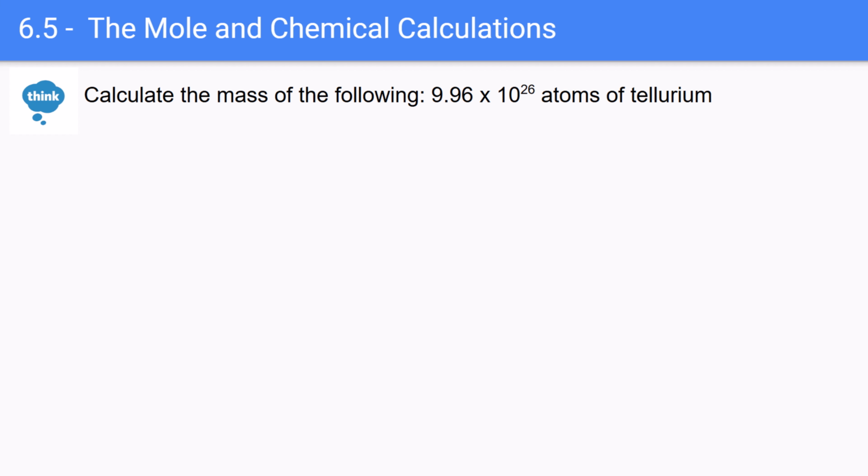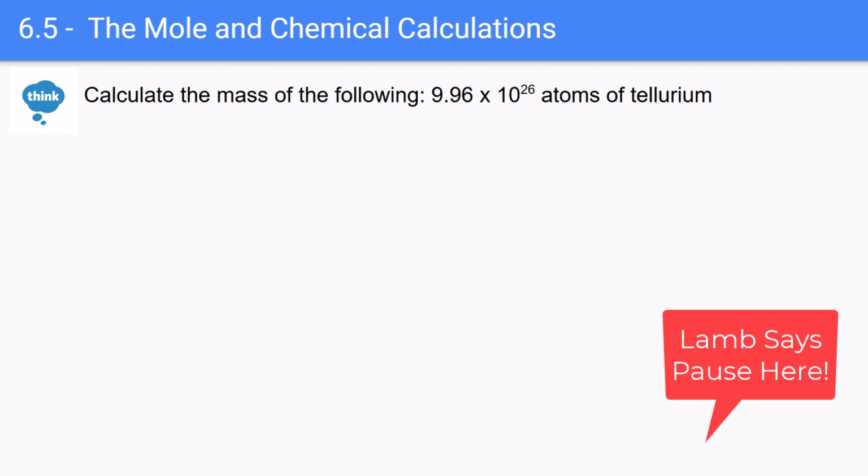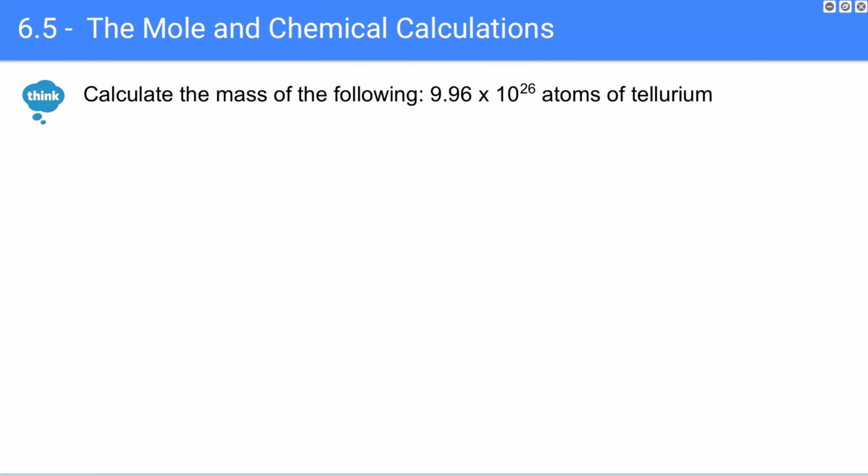So I want us to calculate the mass of the following: 9.96 times 10 to the 26th atoms of tellurium. All right, I'm going to do that here with you in just a moment. If you want, you can try it on your own. I'll tell you to go ahead and pause here if you wish, but I'm going to go through this with you in just a minute. All right, so just like what we've done previously, identify what is given here.